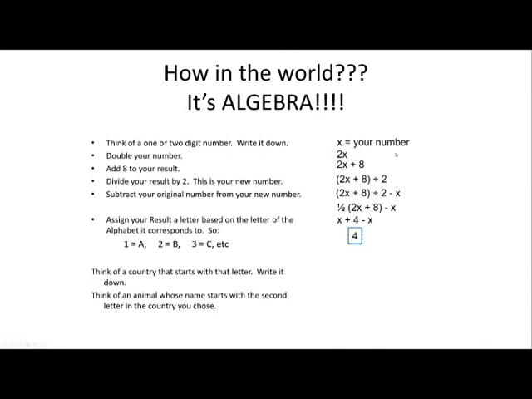You see, no matter what number you started with, using algebra you can see that I have forced the result to be a 4. And then once I know that your number is 4, I also know that you're going to have the letter D as the first letter in the name of your country. Most people are going to pick Denmark.